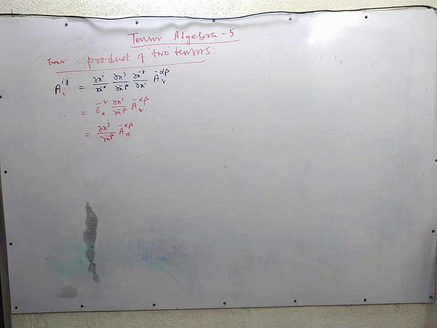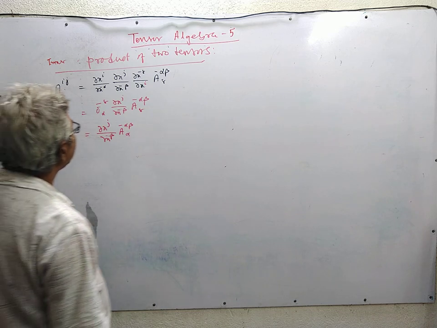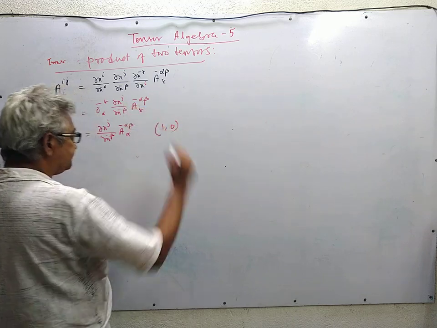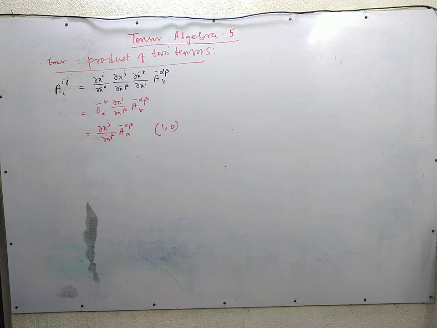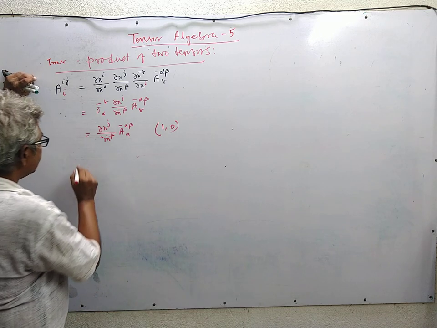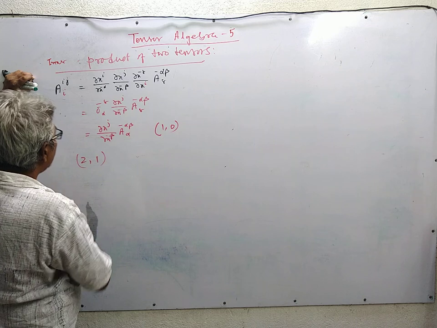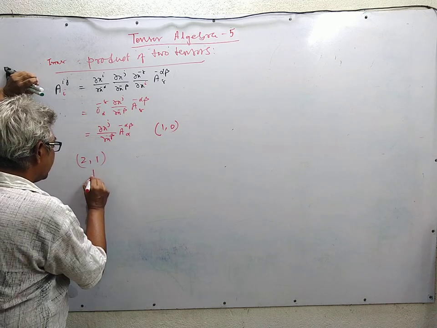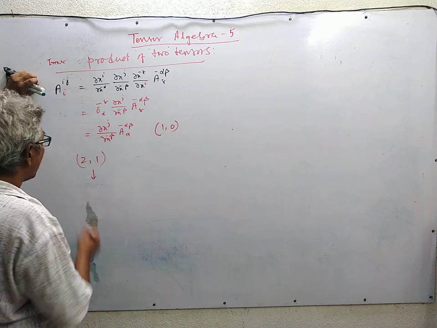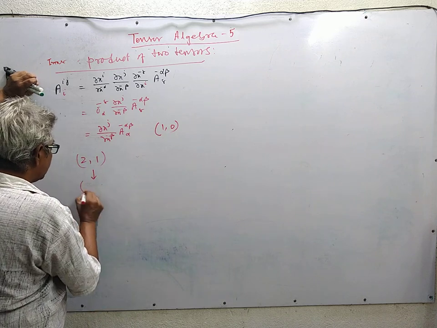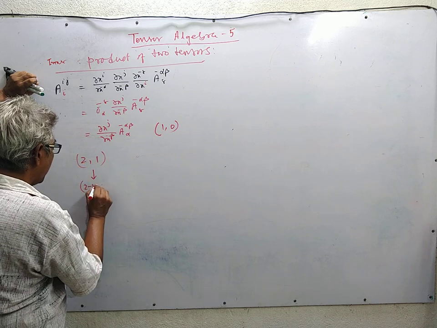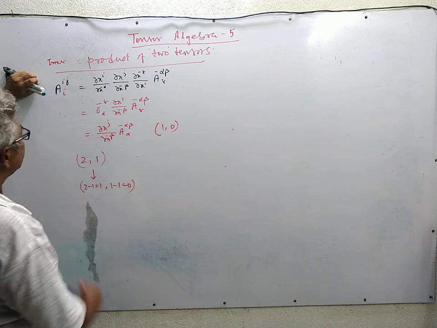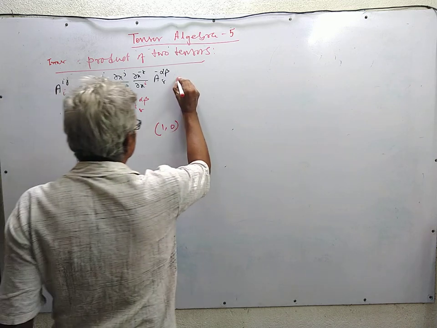This is the transformation property of a tensor of rank 1, 0. So we had initially a tensor of rank 2, 1, and of which one covariant index and one contravariant index are the same. So we have a reduction of rank. This rank is reduced from 2 minus 1 to 1, and this from 1 minus 1 to 0. This is known as contraction of a tensor.